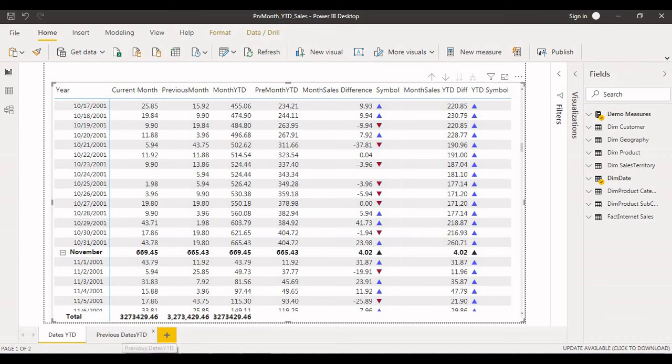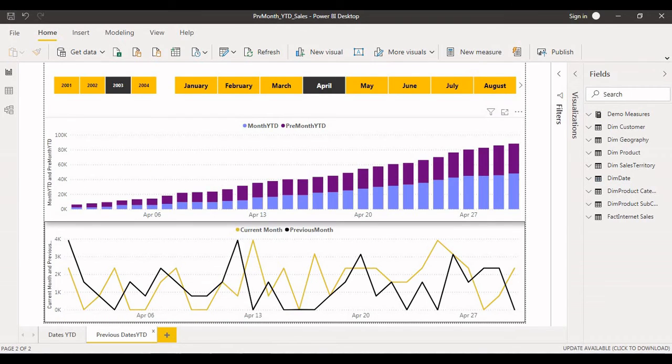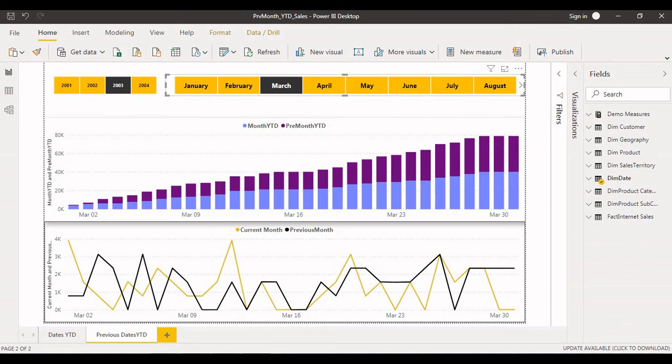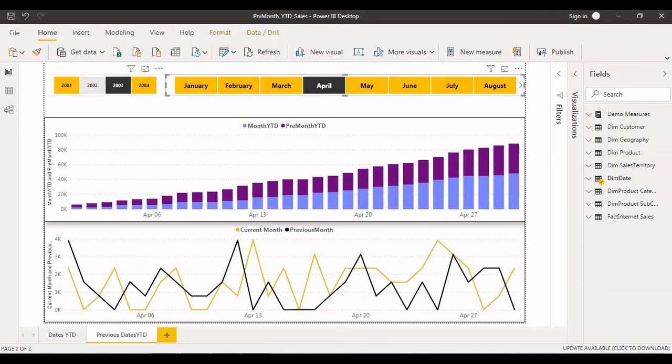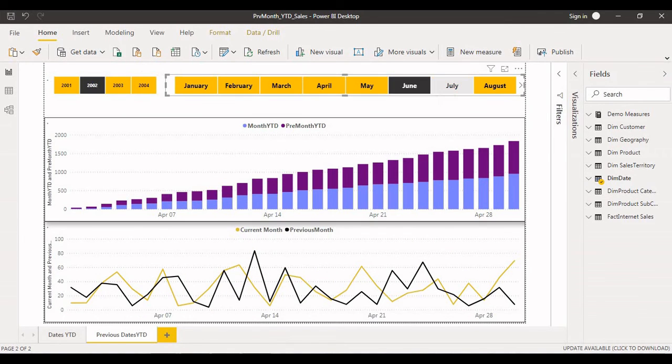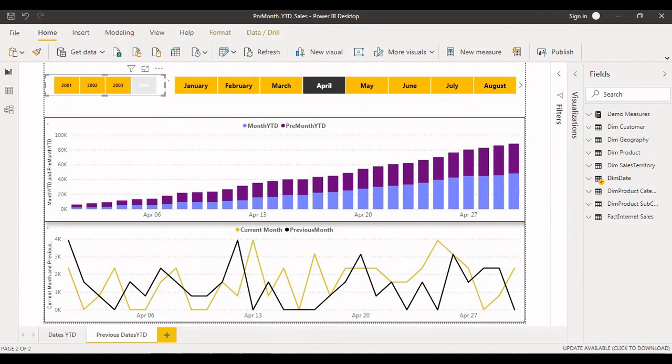Even so, I have created separate chart visuals for better understanding. Basically in this I have two slicers, one is year, another one is month. Based on year and month I am taking two charts here. This is the month YTD and previous month YTD. This is the month sales and previous month sales. So based on selection we can easily understand which month is performing well, whether it is the previous month or the current month. See, now you can see it's all dynamic in nature. So likewise we can study the data.